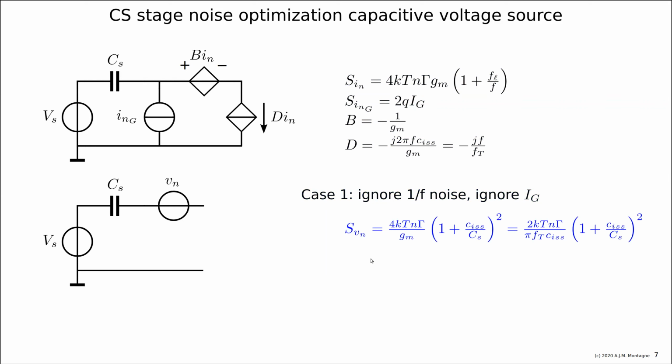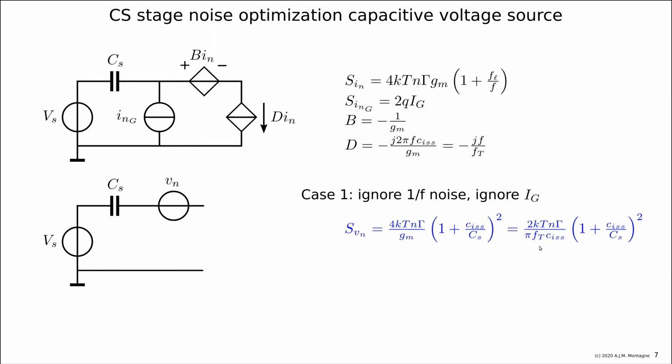So there it is. The spectral density after you substitute the parameters B and D is 4kT n gamma divided by Gm times 1 plus the total input capacitance at shorted output divided by CS, squared. That is what remains if you substitute B and D into the equation that we had before. Now it is interesting because we see CISS in one equation and Gm in the other one. So why don't we make it more simple and replace Gm also with CISS? Because it can be written as 2 pi FT CISS. And then you get the last part of this equation, simplifying the whole thing to SVN equals 2kT n gamma divided by pi FT CISS times this term in which is CISS as well.